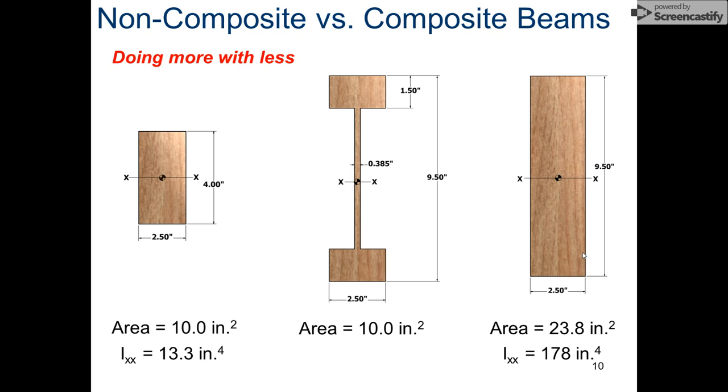You can see that the area for these beams is labeled right there, although beam 3 is 23.8 inches squared. But when we look at the I-beam, even though the moment of inertia is a little less than beam 3, it still is more efficient based on the fact that we're using less wood. Okay.